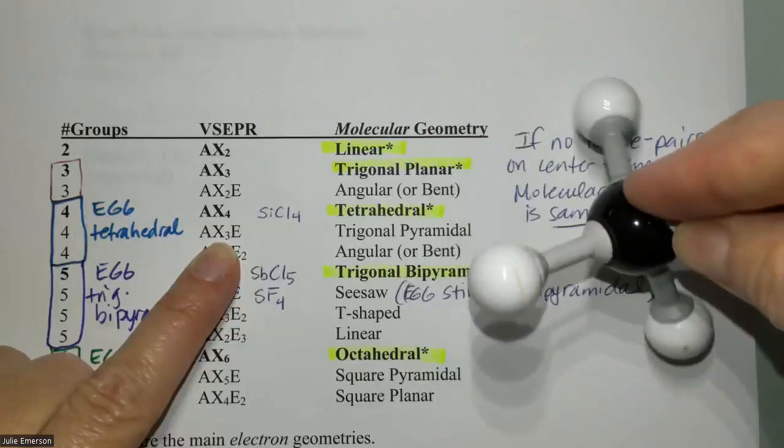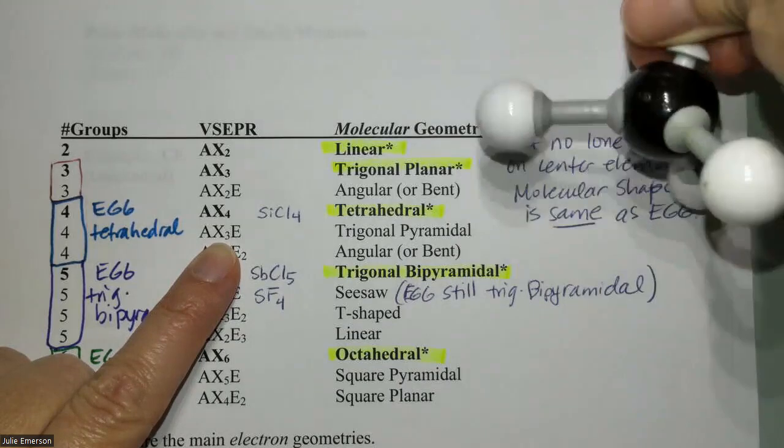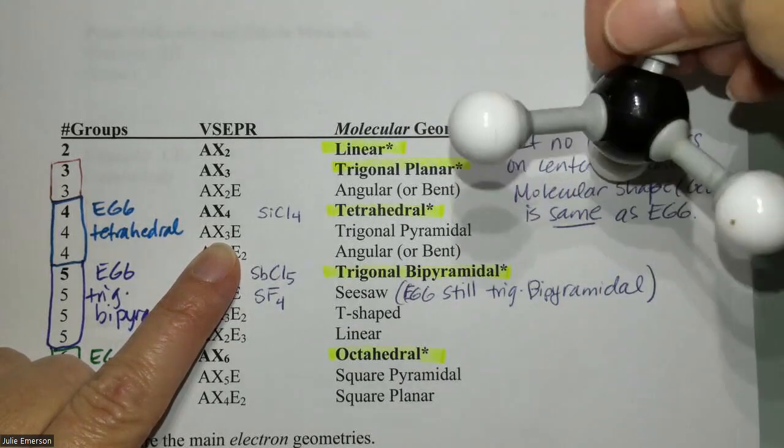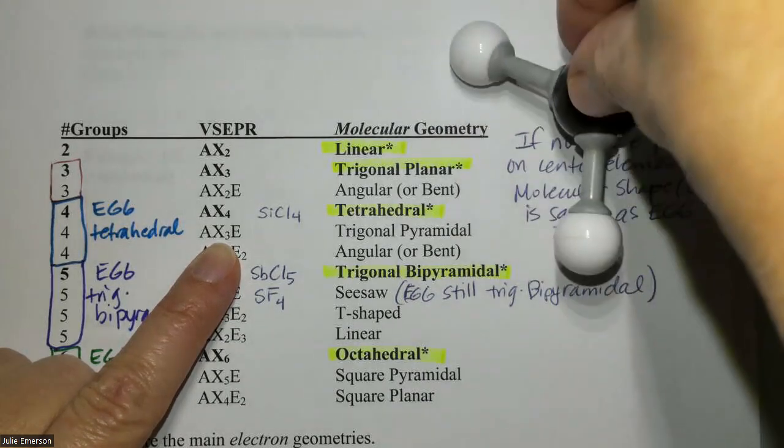So when you look at the structure, just looking at the actual elements and the molecular shape of it, that's why it's trigonal pyramidal, right? Because it's just a pyramid with a triangular base instead of a square base.